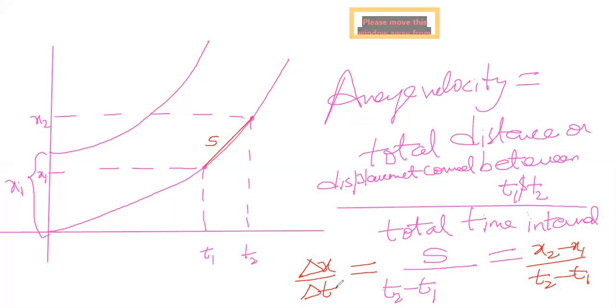Average velocity is got by this curve. We cannot get average velocity from any other curves. You have to remember that average velocity cannot be found out from the velocity curve. We cannot find average velocity from the average acceleration curve. Is this understood? Okay.